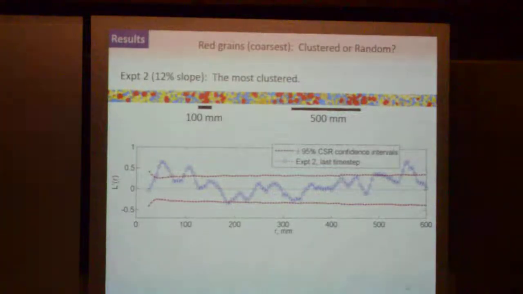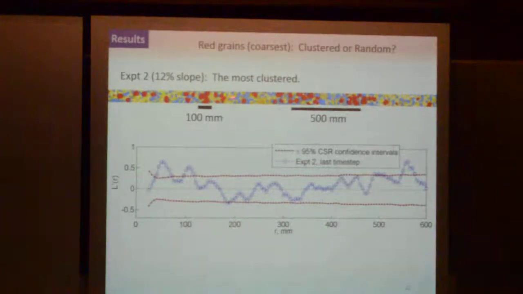Here's a plot that shows a little bit of clustering, although honestly not all that much. R is the separation distance between particles, and here's my clustering statistic. The red lines are the 95% confidence intervals on randomness. If you're higher than that, there's a 5% or less likelihood that you would get that degree of clustering for a random scenario.